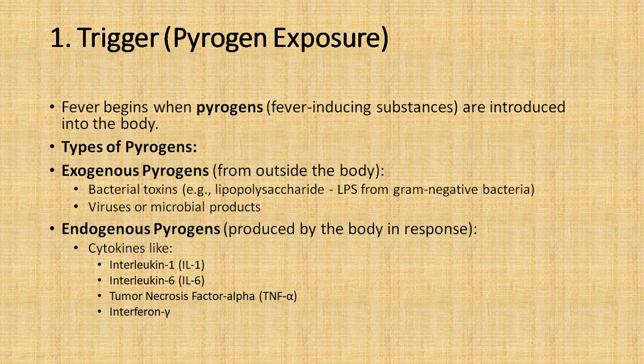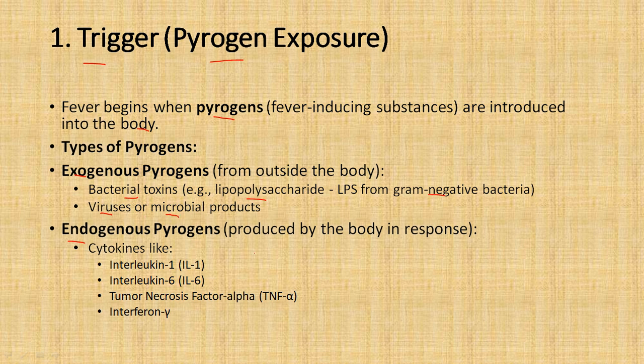So first, there should be a trigger, that's pyrogen exposure. Fever begins when pyrogens, that's fever-inducing substances, are introduced into the body. We have two types of pyrogens, which are exogenous pyrogens and endogenous pyrogens. Exogenous pyrogens are those from outside the body, such as bacterial toxins, e.g. lipopolysaccharides, especially from gram-negative bacteria. We have viruses or microbial products.